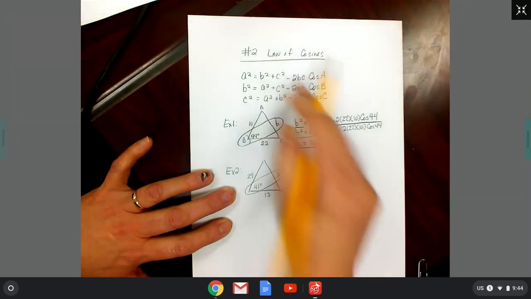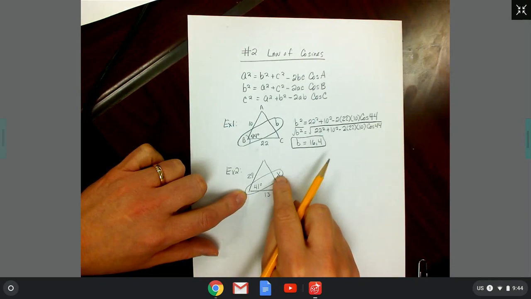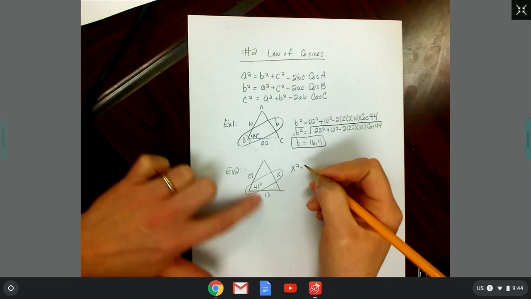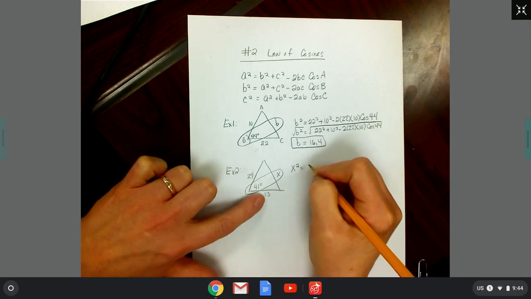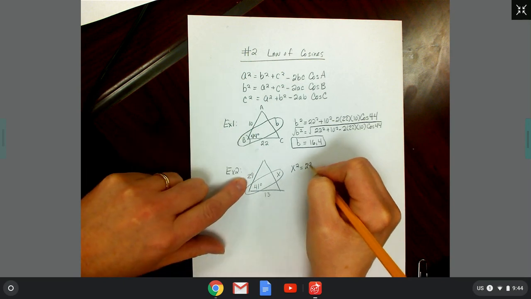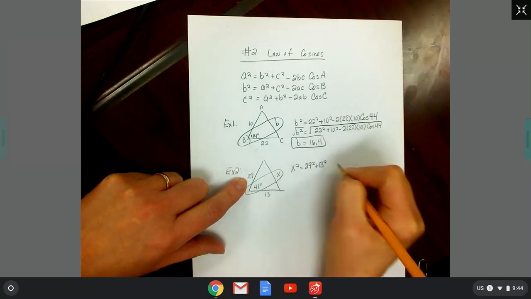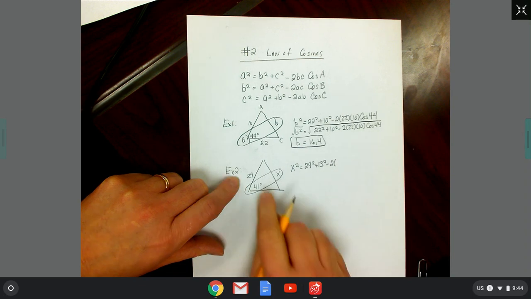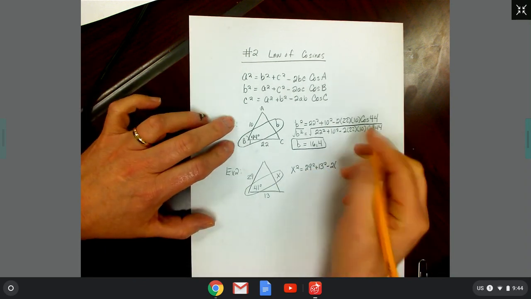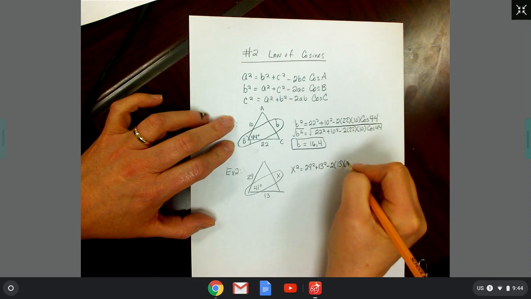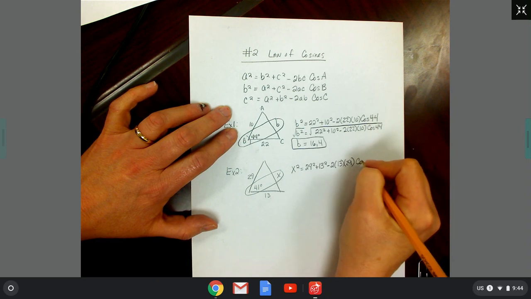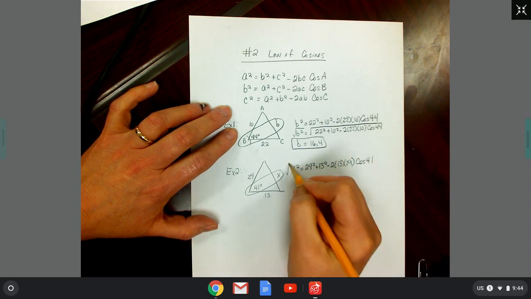Since I'm calling this x, it doesn't really matter. I'm going to start out with the unknown, x squared, equals the other 2 squared in any order. It's commutative. It doesn't matter if I say 13 squared plus 29 squared or vice versa. So I'm going to say 29 squared plus 13 squared minus 2 times these 2 sides. Even though I did 29 and 13, I can do 13, 29 here. Order doesn't matter. And then cosine 41. And then we're going to square root all that.